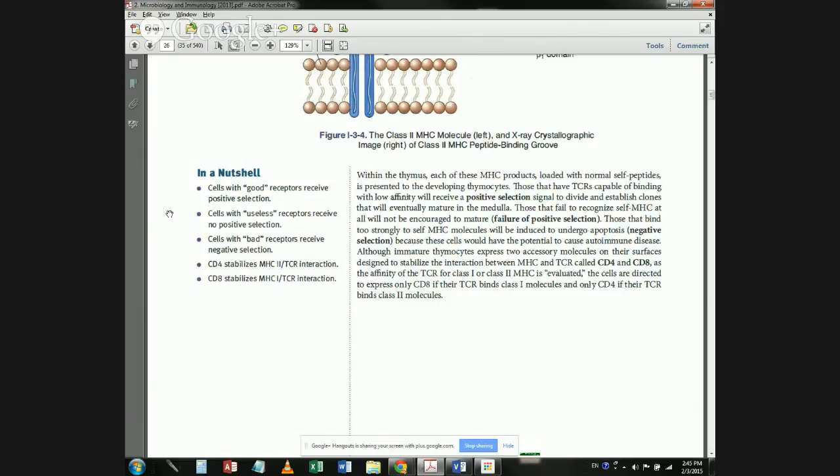Okay then. So, cells with good receptors, positive, meaning touch and go. Useless receptors receive none, bad get negative. CD4 stabilizes MHC2 TCR interaction. What does that mean? CD4 stabilizes MHC2 TCR, and CD8 stabilizes.